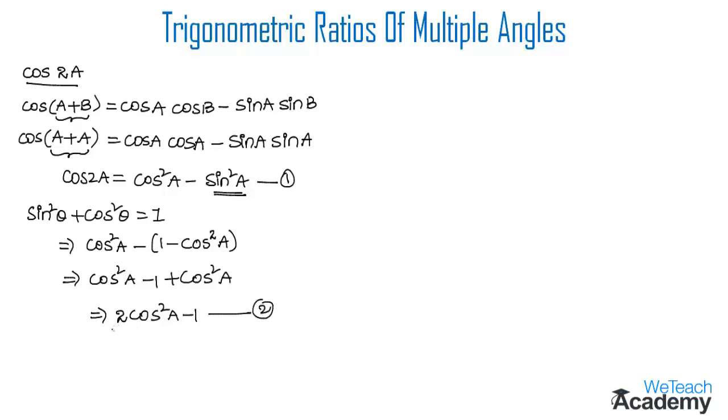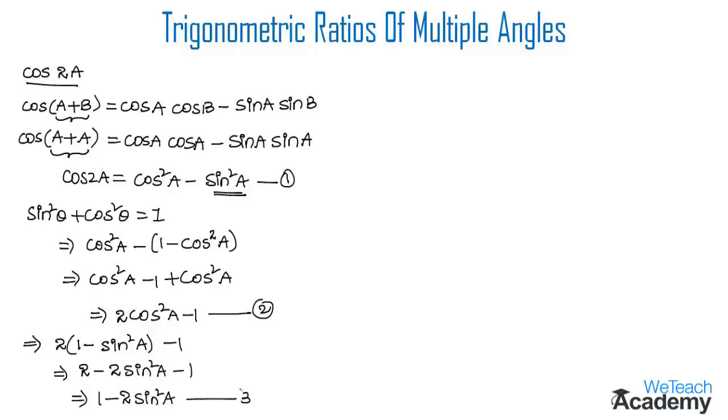Now let us replace cos square A in terms of sin square A. Here, 2 into cos square A can be written as 2 into (1 minus sin square A), minus 1. Multiplying, 2 into 1 becomes 2, minus 2 sin square A, minus 1. So we get 1 minus 2 sin square A as the formula for cos 2A. Let us name this as equation 3.